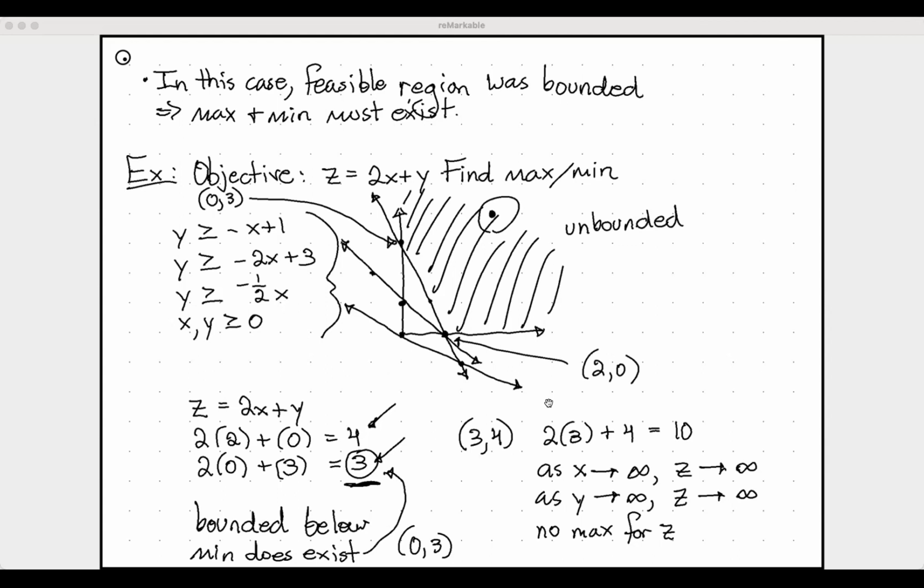Okay, so if the feasible region is unbounded, you'll want to look at this a little bit analytically and decide, do you think a max exists? Do you think a minimum exists? If one of them does exist, then it has to be at a corner point, and you can check which one will work. But then, you might not have a maximum or a minimum or both. Just something to think about.